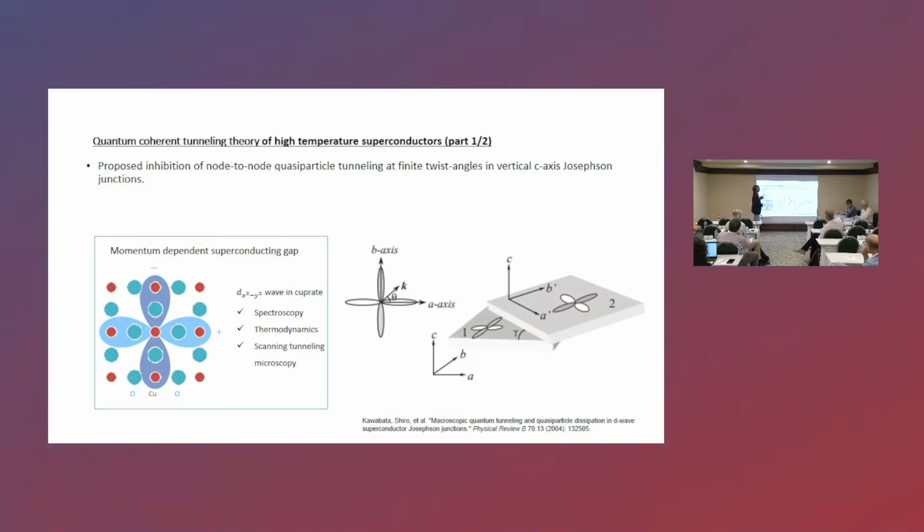There have been many theoretical proposals that have discussed the inhibition of node-to-node quasi-particle tunneling at finite twist angle, because you have these nodal gap structures, and in this nodal gap structure you can play a little bit to suppress the quasi-particle tunneling, given that you select some specific angle. Now, the fact that you have a D-wave superconductor is known in these cuprate structures by a variety of techniques: spectroscopy, scanning tunneling, thermodynamics, and so on and so forth.